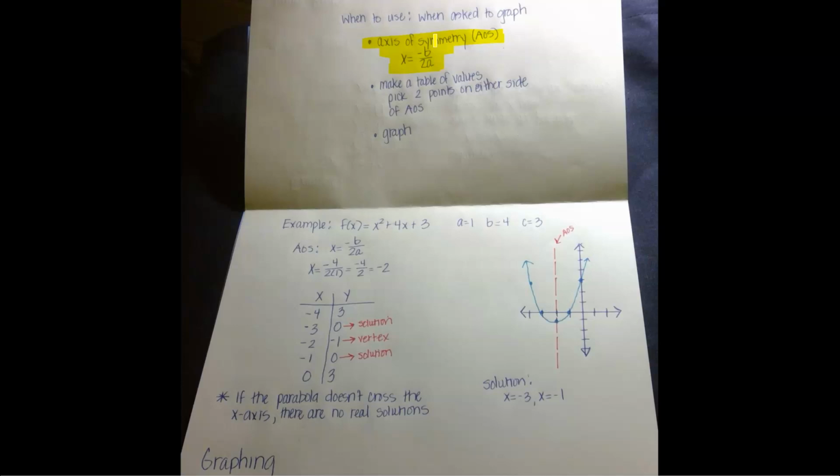So in our example down here again, here are our solutions. When y equals 0, that tells us where it's going to cross the x-axis. So at negative 3 and negative 1. And then we added this comment: if the parabola doesn't cross the x-axis, there are no real solutions. We don't say no solutions, we say no real solutions.